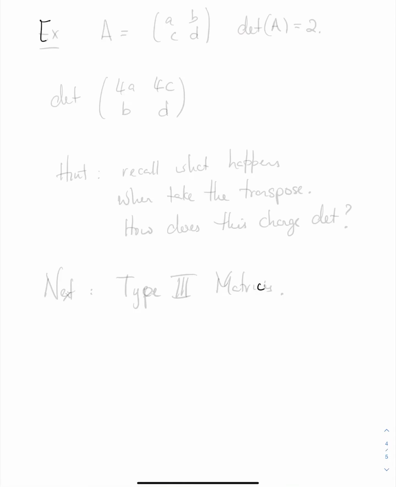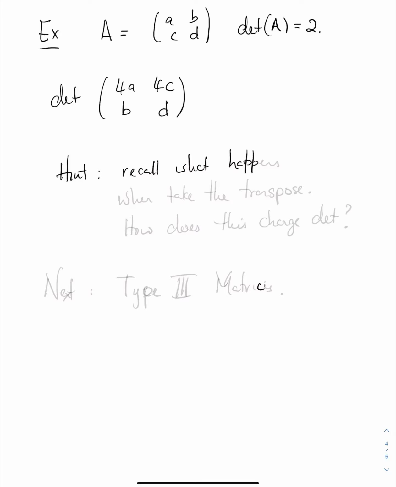Here's an exercise for you. If A is equal to, again, a, b, c, d, and for some reason we knew that the determinant of A is 2, then find the determinant of the matrix with rows 4a, 4c and b, d. Hint? Recall what happens when we take the transpose. How does this change the determinant?